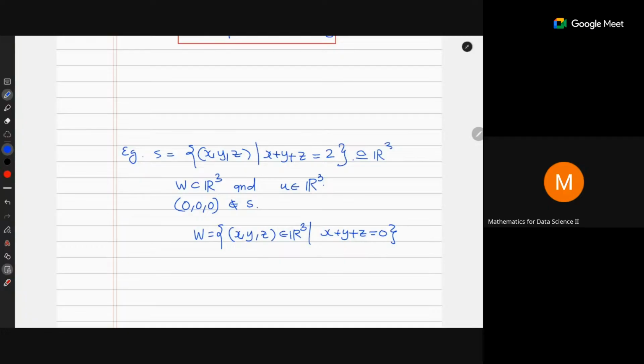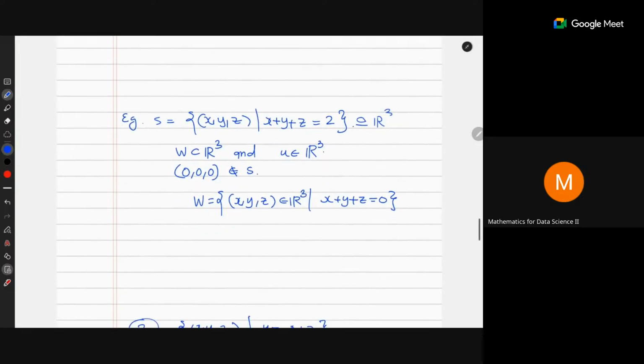Now you need to find a vector U. What could your U be? If you take X, Y to be 0, your Z will be 2. So that would be your vector, 0, 0, 2. Now clearly, if you write down the addition of U and W, what will you get? This would be equal to S. So S is an affine subspace.